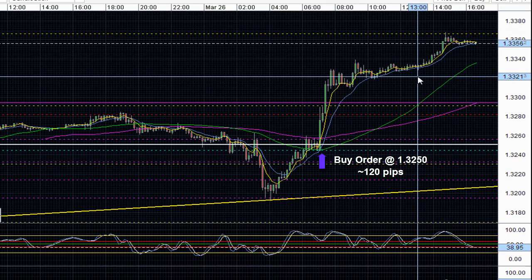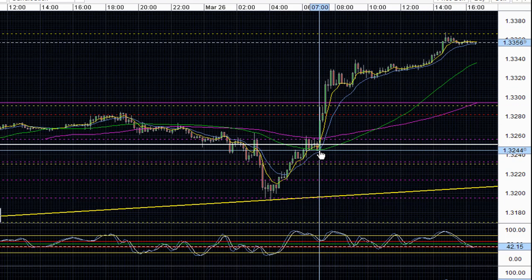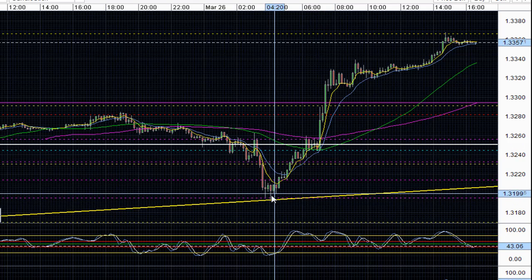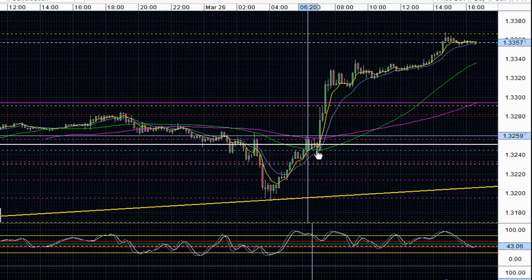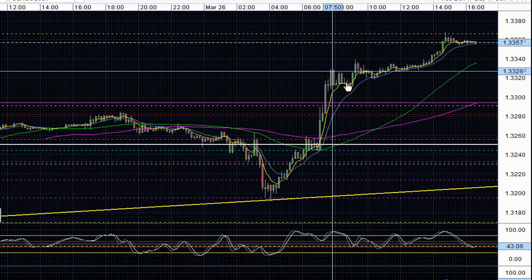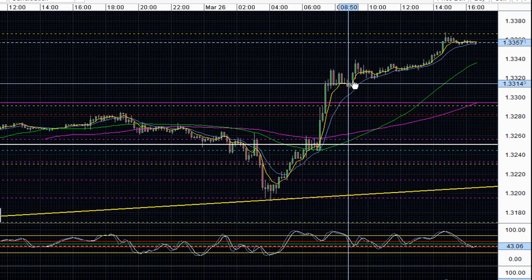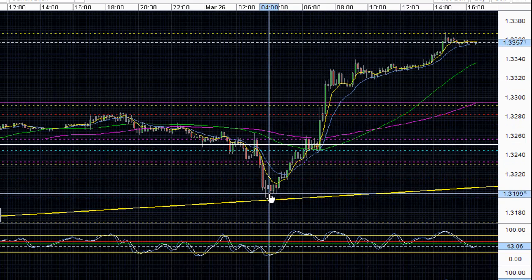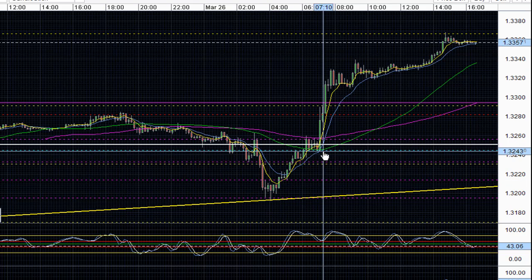So then, of course, these were two entries you could have entered today. You could have entered at this ascending trend line support or this area of confluence, or you could have entered on this 38.2% daily Fibonacci retracement level. There were also other areas you could have entered, other pullbacks in price, but these two were good areas that you could have entered buy orders on.